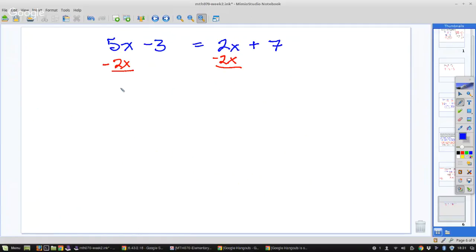5x minus 2x is 3x. Minus 3 equals 2x minus 2x is 0, plus 7 is 7. Now I'm ready to get rid of this negative 3. It's like the problems in 2.4.